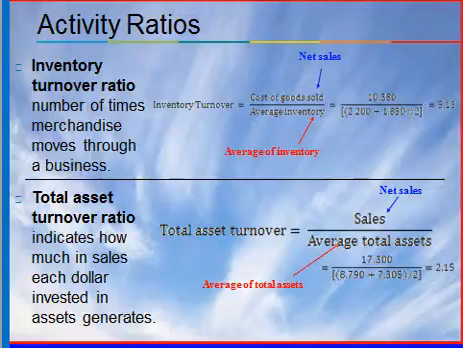Activity ratios measure the effectiveness of management's use of resources. We have the inventory turnover ratio here, which is the number of times merchandise moves through a business. The total asset turnover ratio indicates how much in sales each dollar invested in assets generates. Another activity ratio is the receivables turnover ratio. This shows how long it takes us to collect on our accounts receivables.